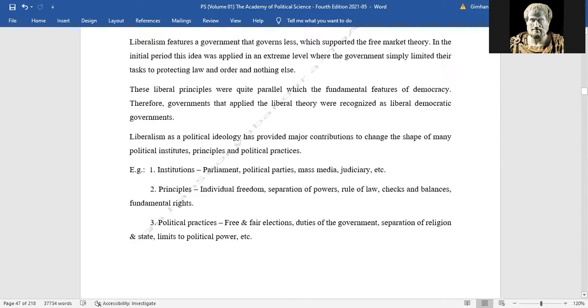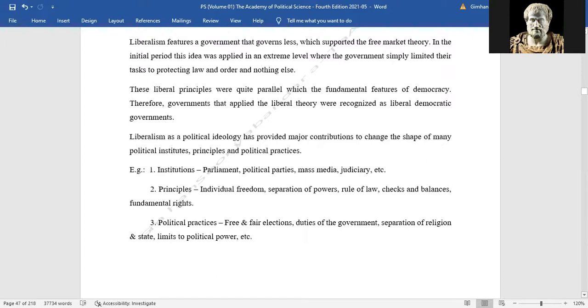In the initial period, this idea was applied at an extreme level, where the government simply limited its tasks to protecting law and order and nothing else. These liberal principles were quite parallel with the fundamental features of democracy. Therefore, governments that applied liberal theory were recognized as liberal democratic governments.